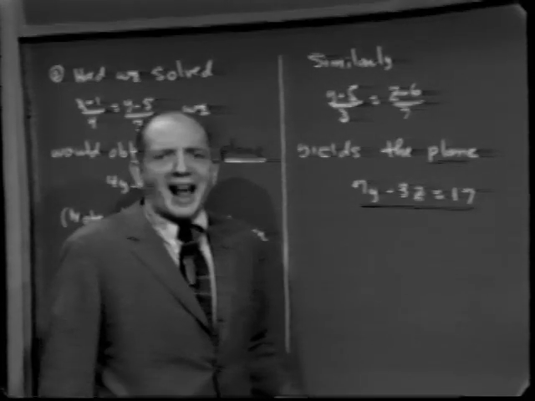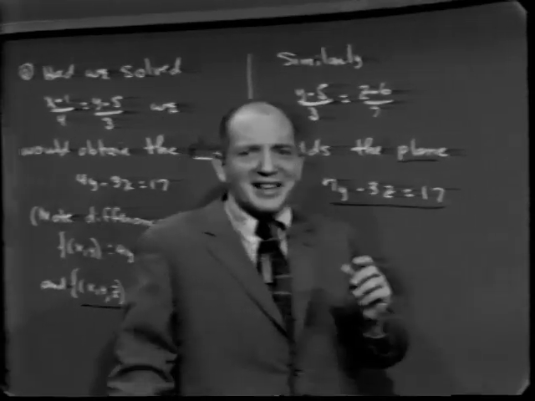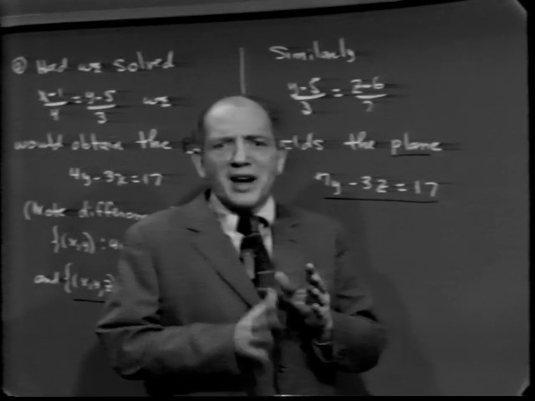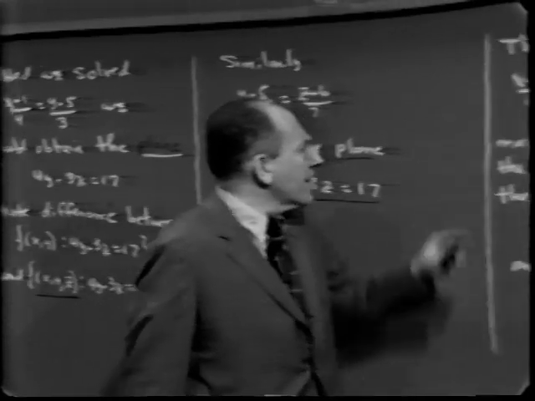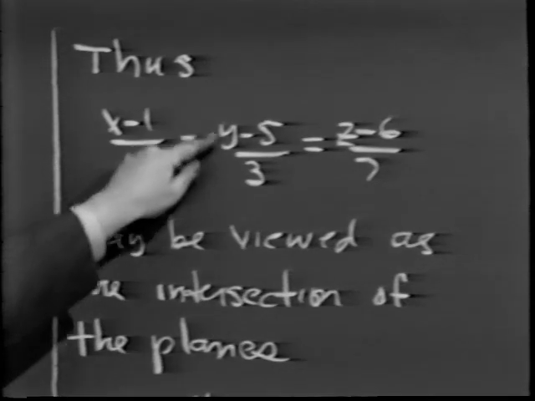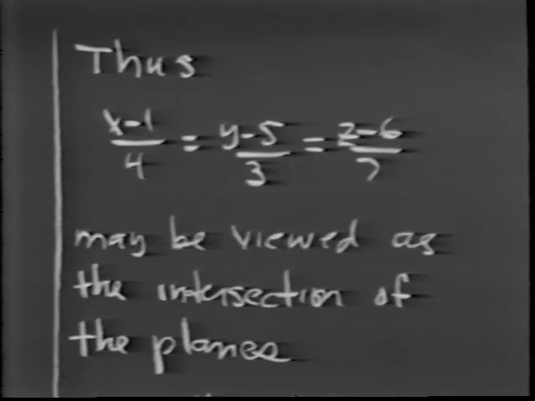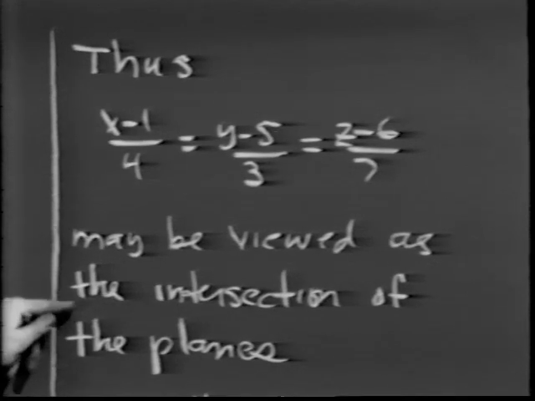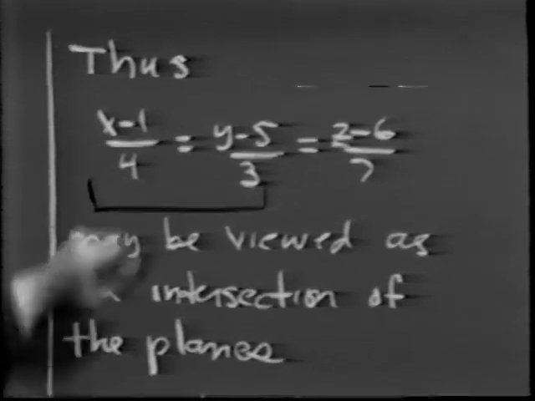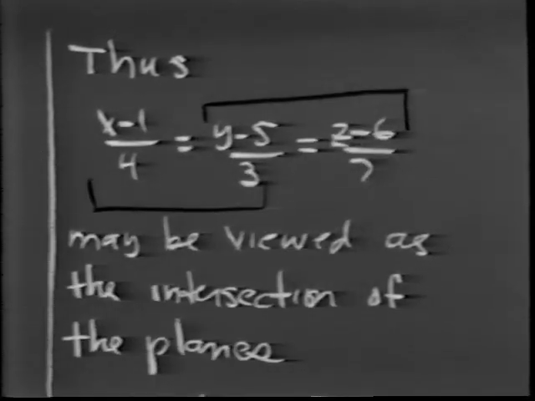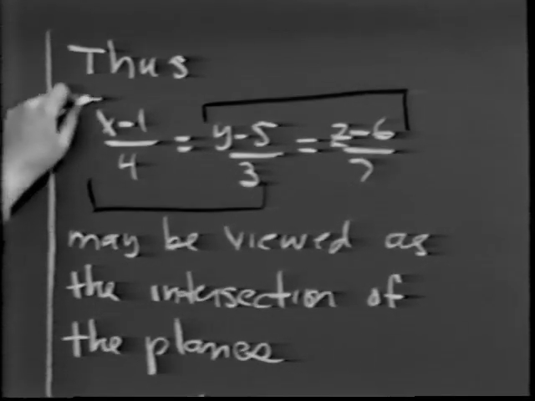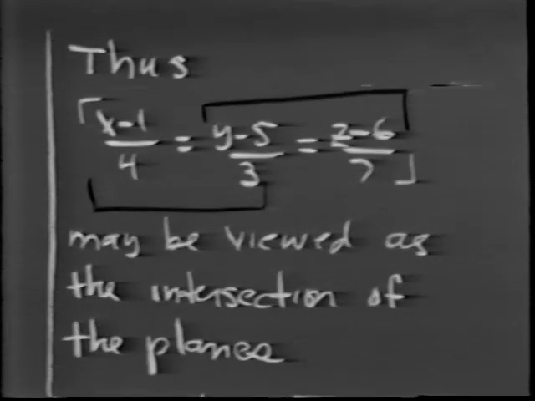So if you'd like to look at these three equations in pairs, another way of saying it is this: the triple equality (x - 1)/4 = (y - 5)/3 = (z - 6)/7 may be viewed as the intersection of the two planes, namely the plane determined by this equation and the plane determined by this equation. Of course, someone can also say, isn't there a plane determined by this one and this one? And the answer is yes, there is.